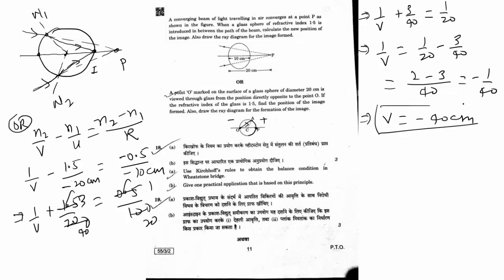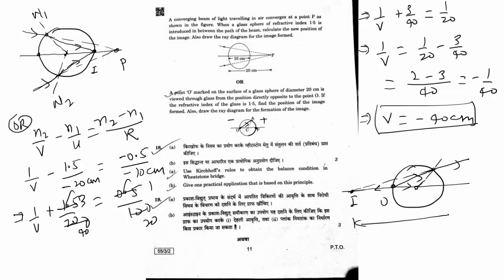Negative sign shows that the image is virtual. And draw the ray diagram. Here is our object O. This is the normal. Light ray will bend away from the normal, and after producing backward, they will meet here, and this is our image. And this distance from point P is 40 centimeter.